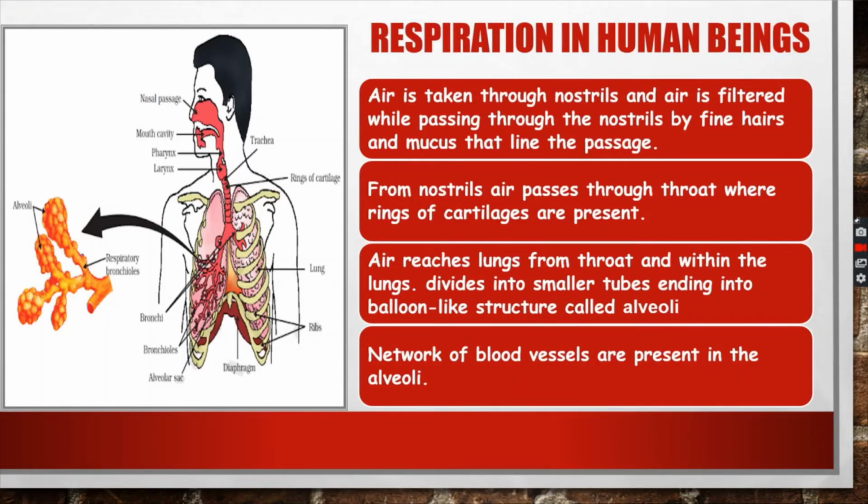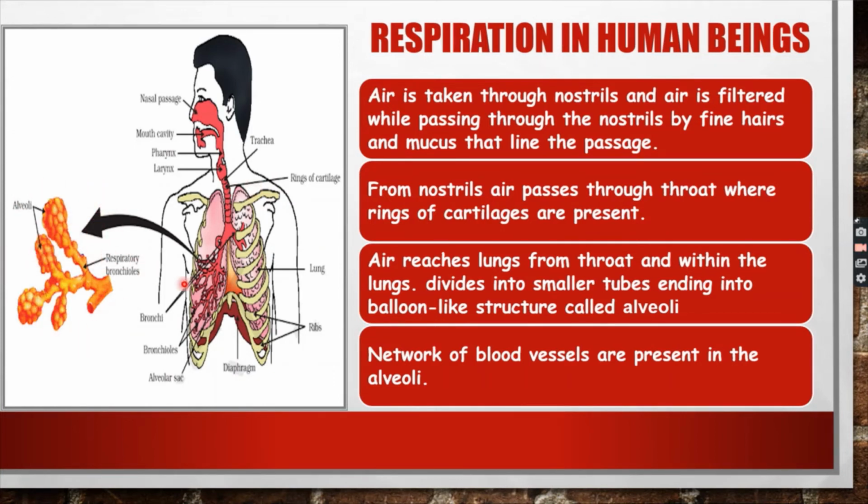Let us learn about respiration in human beings. In this diagram, air is taken in through the nostrils and is filtered while passing through them by fine hairs and mucus that line the passage. From the nostrils, air passes through the throat, where rings of cartilage are present. Air reaches the lungs from the throat and within the lungs divides into small tubes ending in balloon-like structures called alveoli.